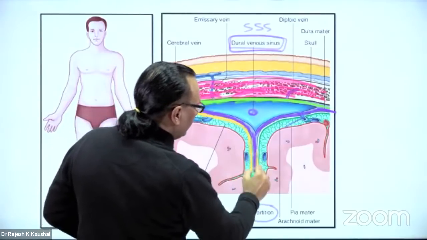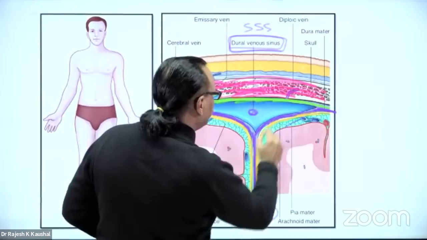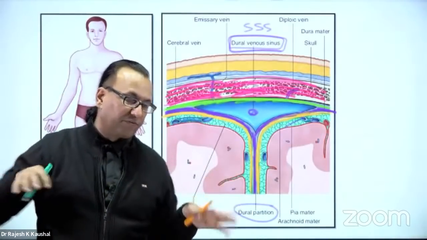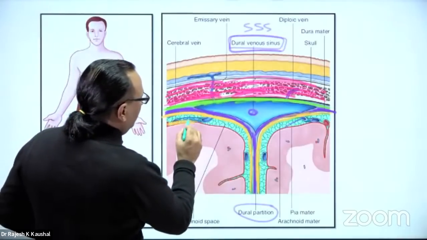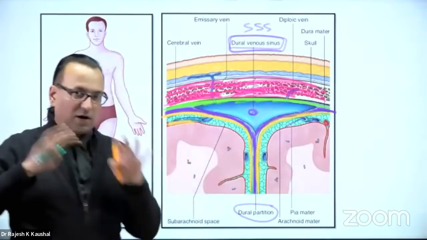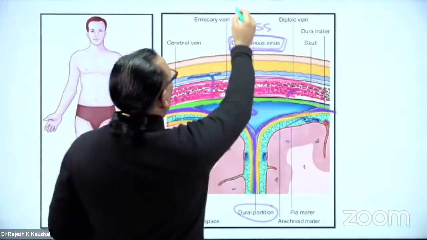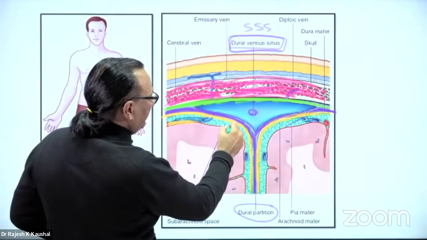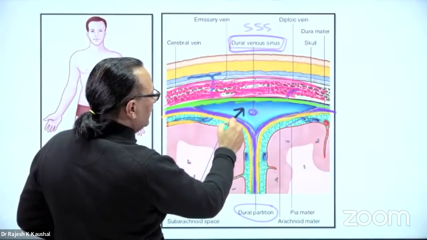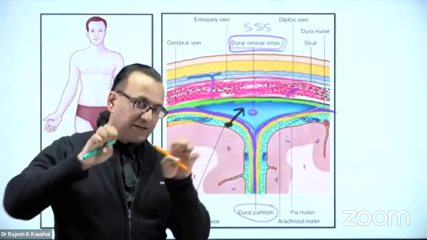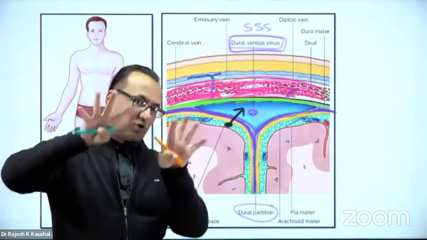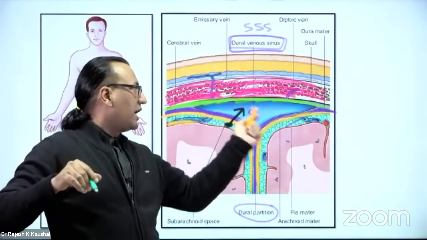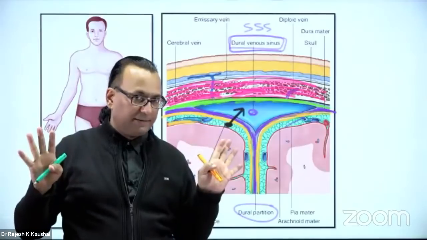I will show it on the other side also. What is deeper to arachnoid mater? Under the arachnoid is the subarachnoid space filled with CSF. So this will be the space where you are having the CSF. This CSF can move into the dural venous sinus by what are called arachnoid granulations, arachnoid villi forming granulations. So the cerebrospinal fluid under the arachnoid can move into dural venous spaces by arachnoid granulations.